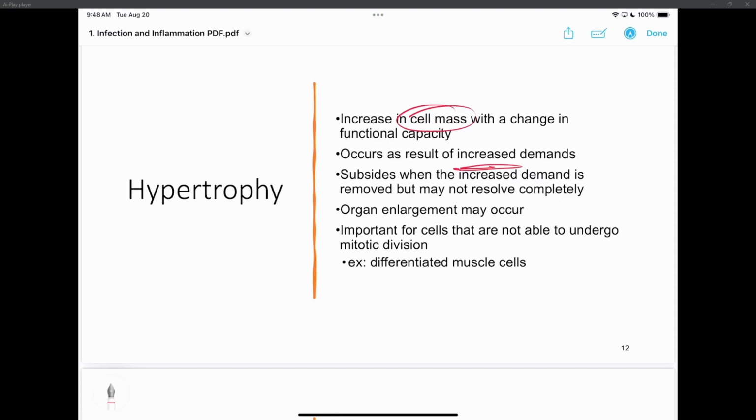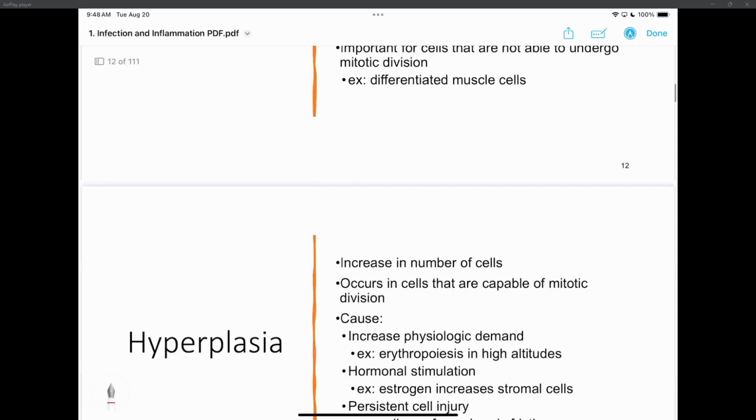Important for cells that are not able to undergo mitotic division. If they can't split anymore, the only way they can get more of it is to get bigger. So hypertrophy, okay? Differentiated muscle cells, they can't split, they just get thicker. That gives you bigger muscles.